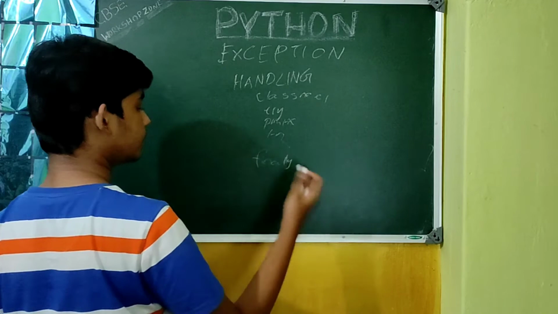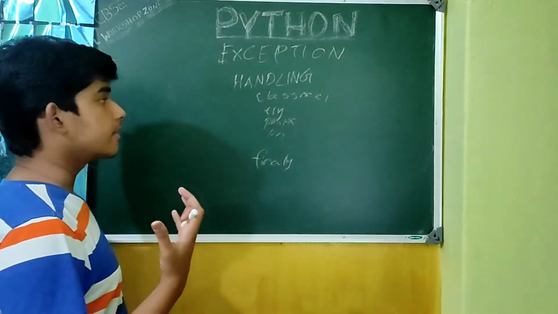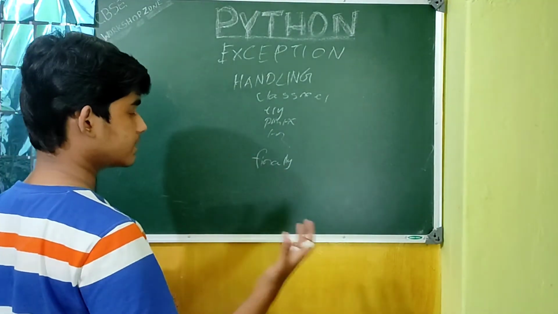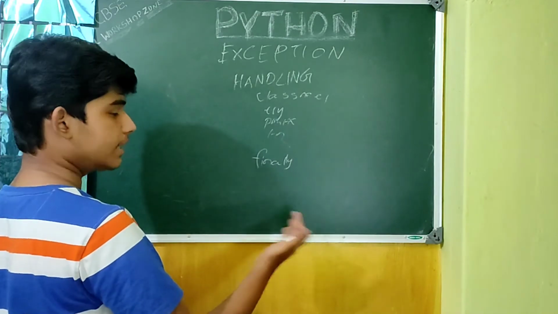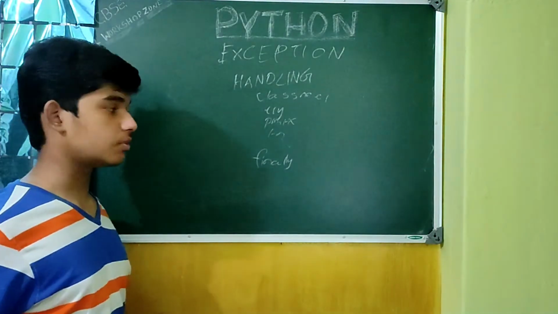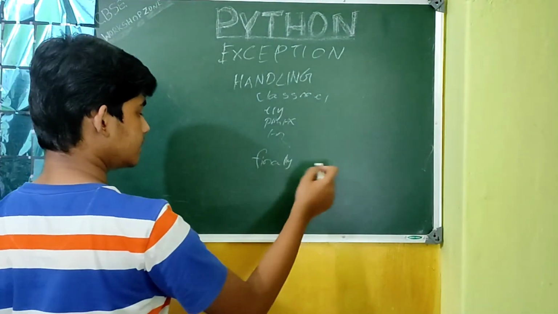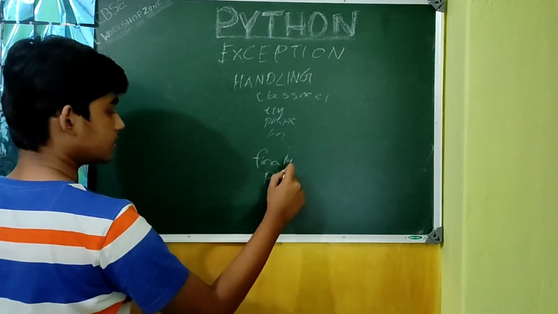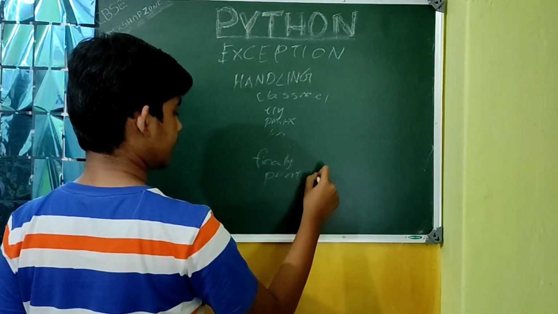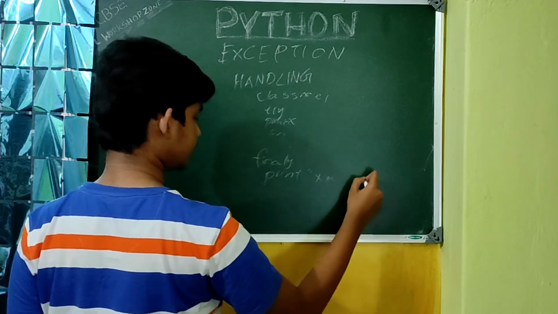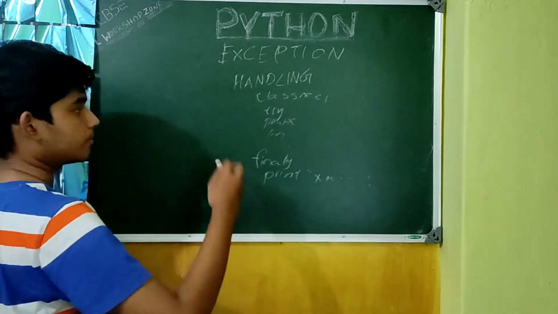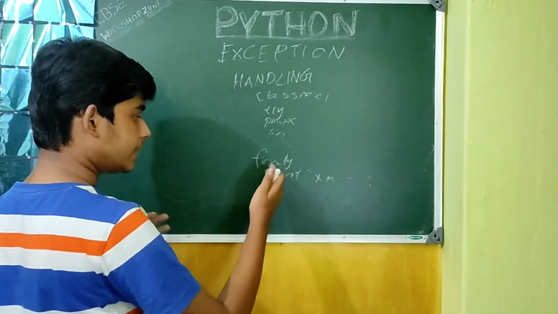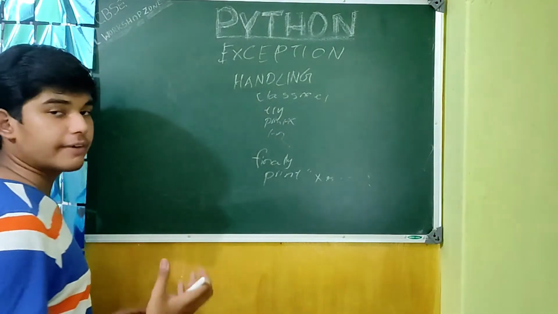By using the keyword finally, the system says no matter what happens over here, it has to print what it says. So if I wrote here finally print x is greater than y, something like that, it will print it, because no matter what happens here, it will finally print it. So that is how finally works.